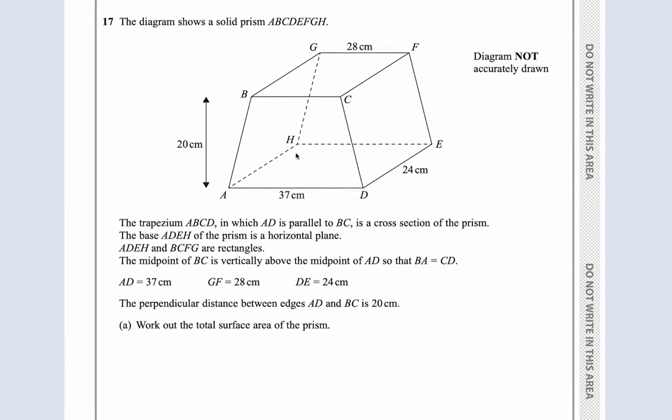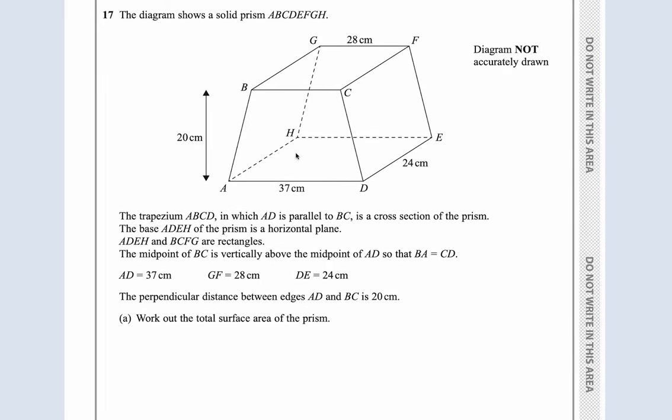Okay, question 17. Trapezium, horizontal plane, these are rectangles. Midpoint of BC is vertically above the midpoint of AD, such that BA equals CD, right? Fine. AD, right, this is given. The perpendicular distance between edges AD and BC is 20, right?